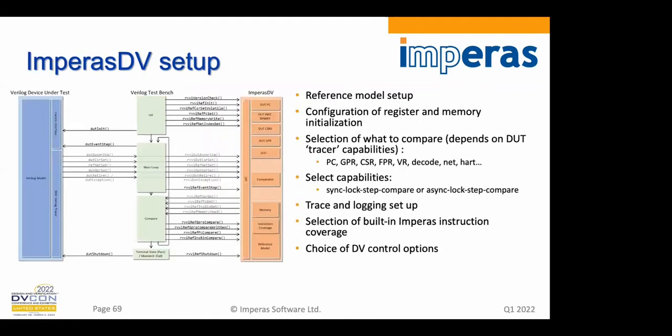When you put it together, you have the reference on the right, the DUT on the left, you have RVVI connecting the two things together. And when you set things up, you have to obviously set up the reference to be the same as the device under test, configure it. You need to select what you're trying to do in terms of what compare to do, what type of capabilities you're going to be using, what tracing and logging you're going to do, and whether you're going to do coverage in there, and other DV control options. And that's the type of things that you'll need to set up.